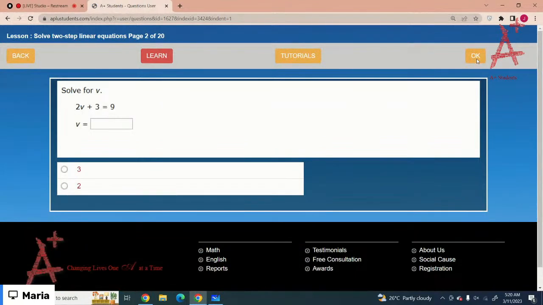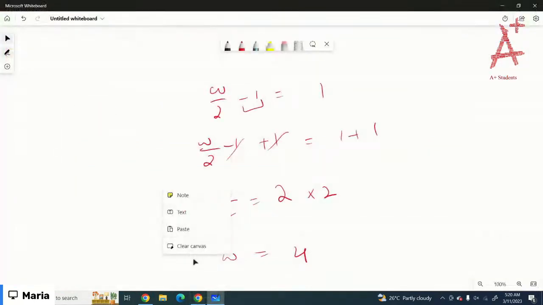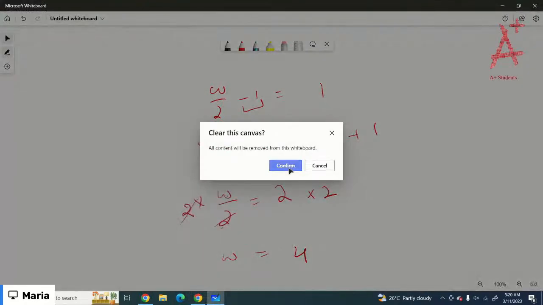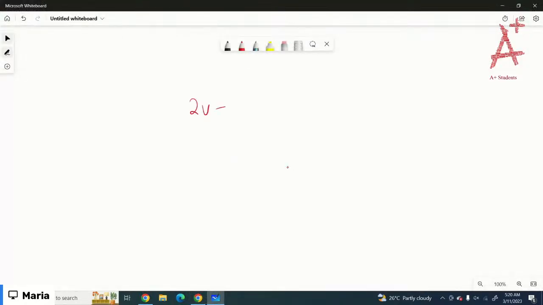The next one is 2v plus 3 equals 9. So first of all, you have to remove that 3 from here. 3 is being added. That means you need to subtract 3 from both sides, because opposite to addition is subtraction. Got it? 3 minus 3 makes 0. You are left with 2v here, and 9 minus 3 is 6.